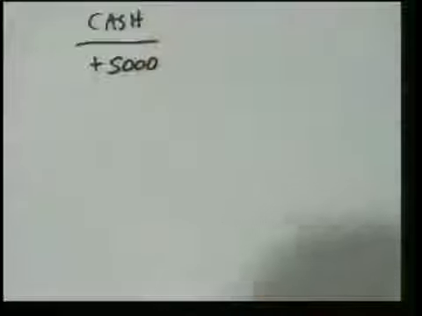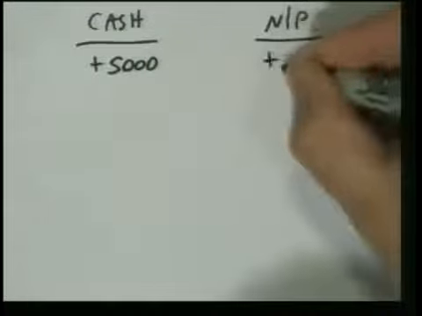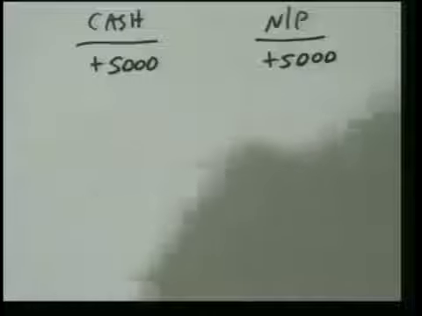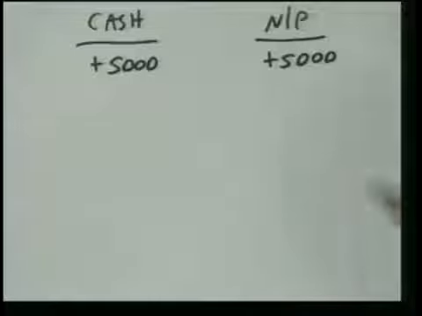Let's say we got a loan for $5,000 from the bank, okay? We got a loan of $5,000 cash from the bank. Well, the Chapter 1 way would say cash plus 5,000, and we would say notes payable plus 5,000. Isn't that the way we would have done it? Now let's learn the new way of recording this.